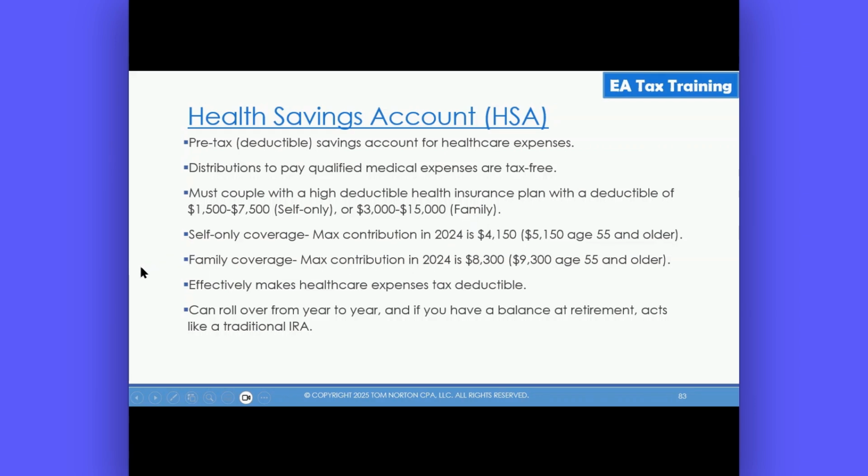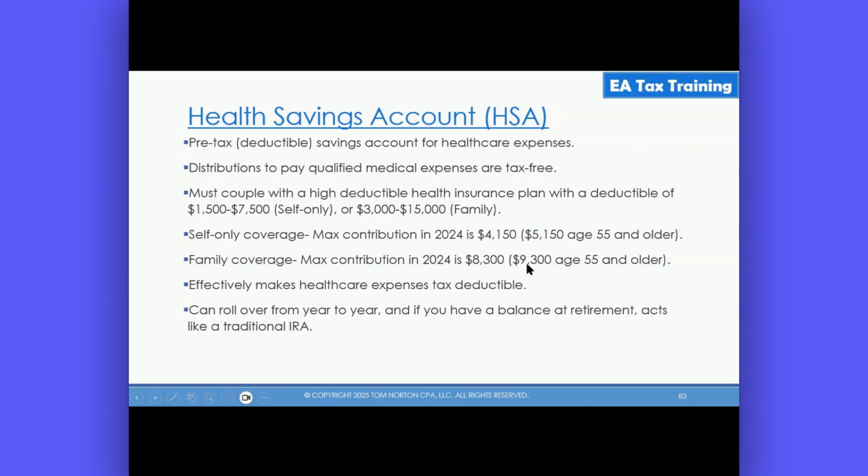So how much can you actually contribute to the HSA? If you have self-only coverage for 2024, you can contribute up to $4,150 per year. If you are age 55 or older, not 50, but 55 or older, you can contribute an extra $1,000 to $5,150. For family coverage, your maximum contribution is $8,300, which of course is twice the amount of the self-only coverage. If you are age 55 or older, you still get $1,000 extra, so you can contribute $9,300 in that case.